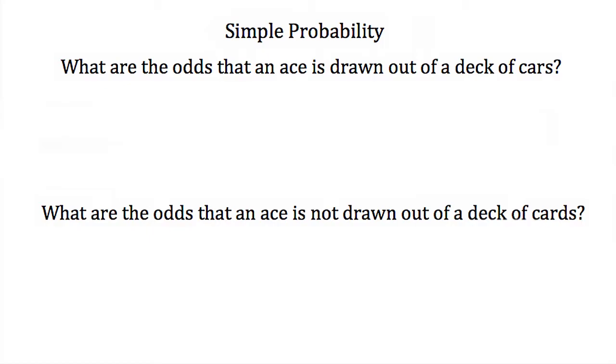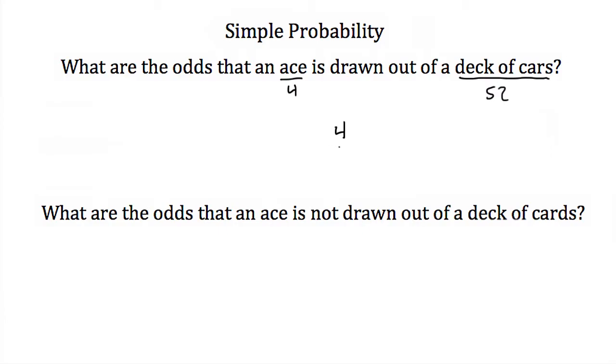So let's work through some other examples of finding the odds. What are the odds that an ace is drawn out of a deck of cards? Well, if we have a standard deck of cards, there are 52 cards in that deck. And again, if it's a standard deck of cards, then there are 4 aces. So if we're talking about the odds that an ace is drawn out of a deck, well, then we need the number of occurrences in the numerator. Well, there's 4 aces, so there's 4 different ways I can pull an ace out of the deck.